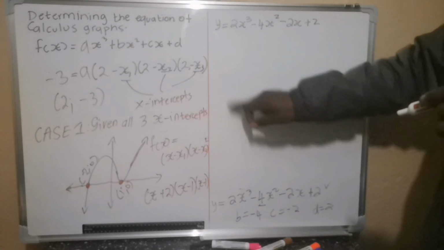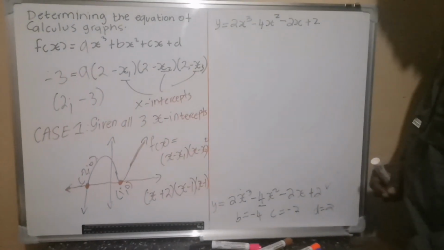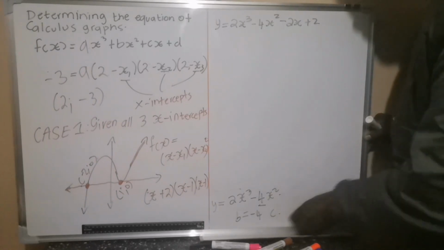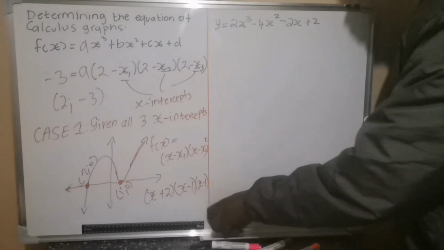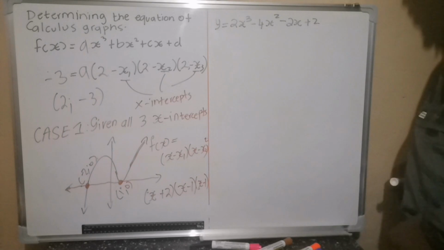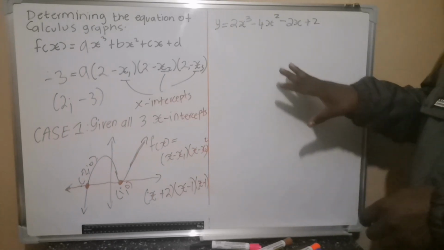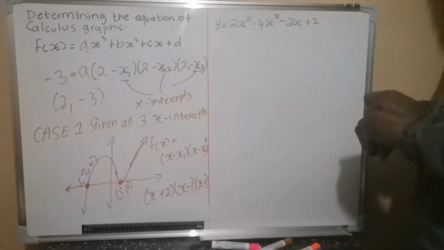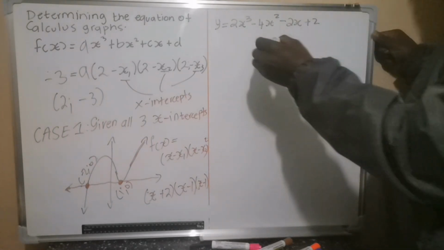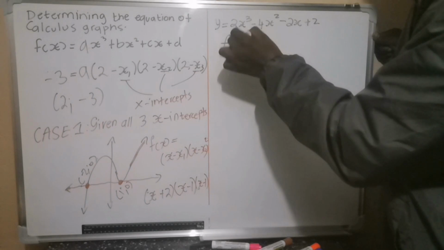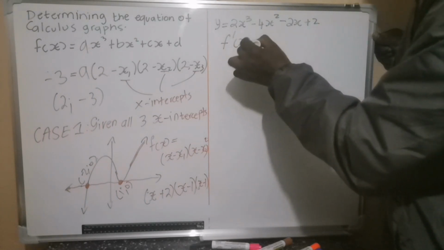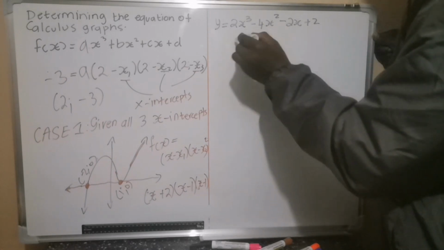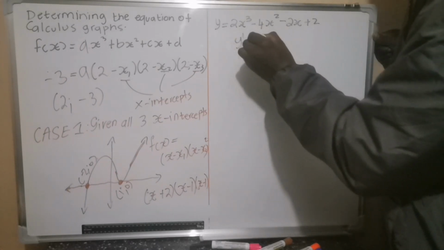Then number B will say determine the x values of the stationary points. Determine the coordinates of the stationary point. Can you please find the coordinates of our stationary points of this equation? Remember, when you find the coordinates of a stationary point, you say the derivative of y is equal to 0.